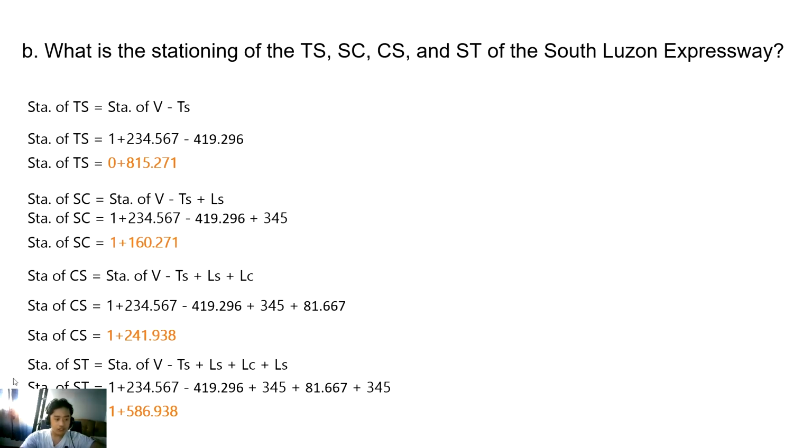So, para sa station of ST naman, we're going to use station of B minus TS plus LS plus LC plus LS. So, 1 plus 234.567 minus 419.296 plus 345 plus 81.667 plus 345, and we'll get 1 plus 586.938.